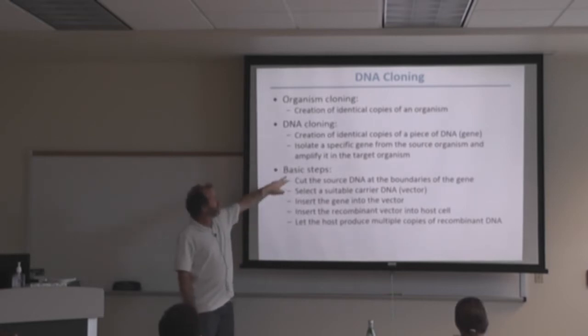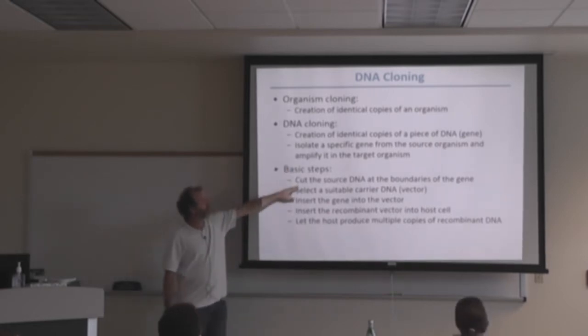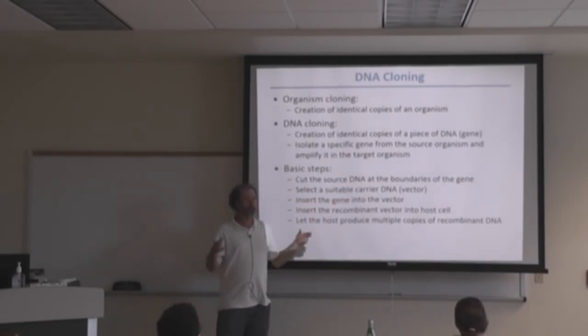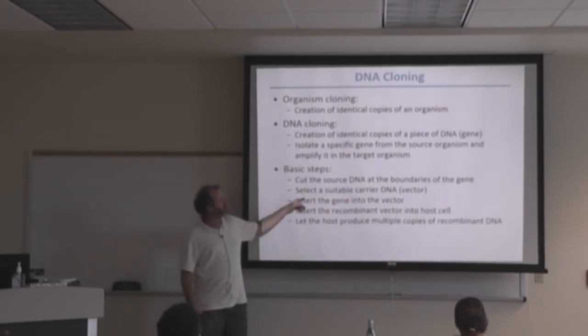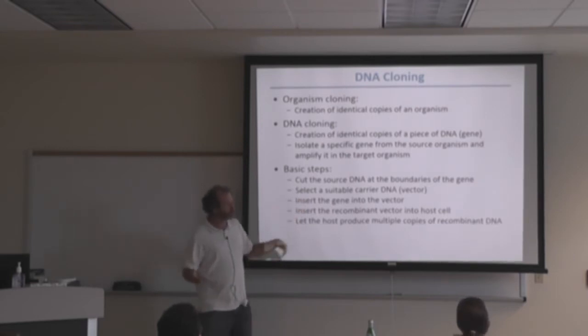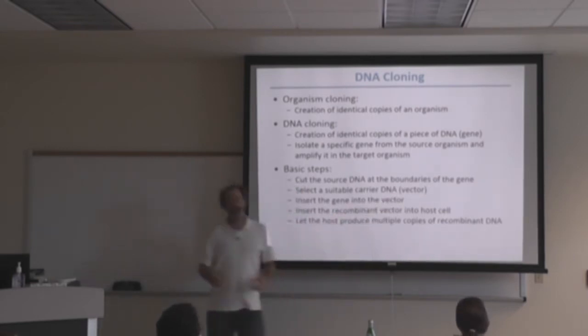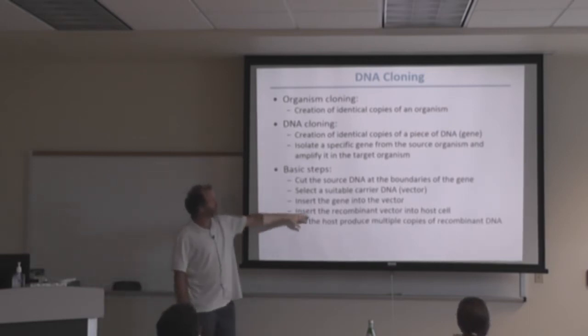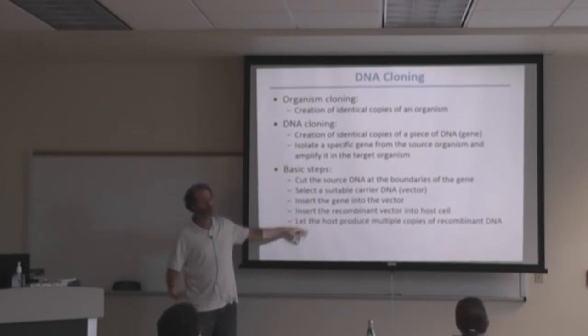So the basic steps for cloning: you want to cut DNA at the source at the boundaries of a gene. Select a suitable carrier for the DNA, and these carriers are known as vectors because they're used to deliver the DNA from one source to another. Insert the gene into the vector, insert the recombinant vector into a host cell, and then that host cell will be able to produce multiple copies of that recombinant gene.